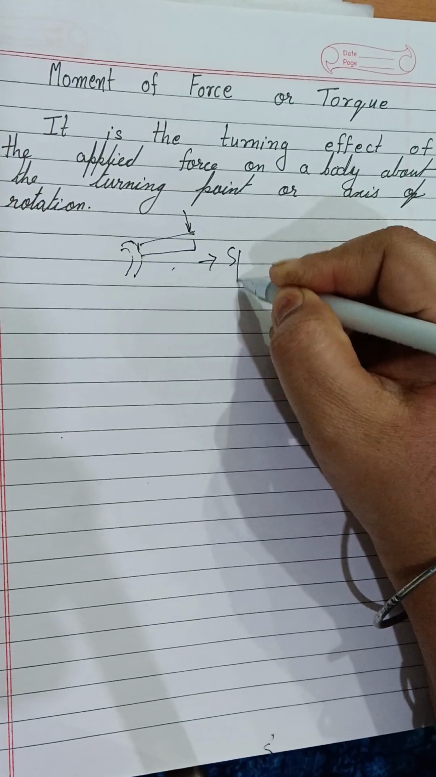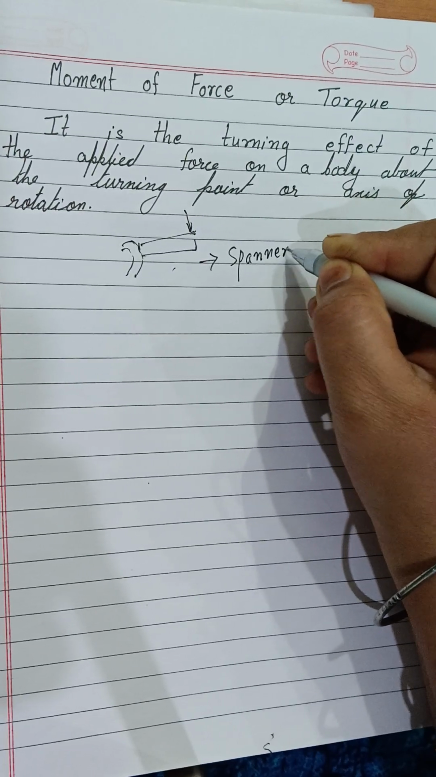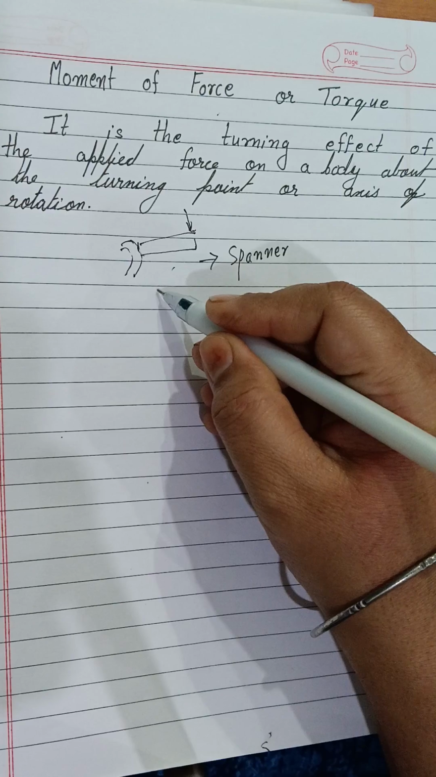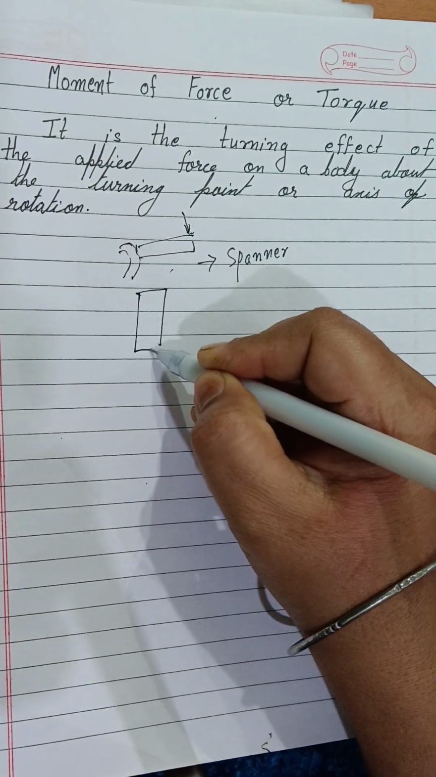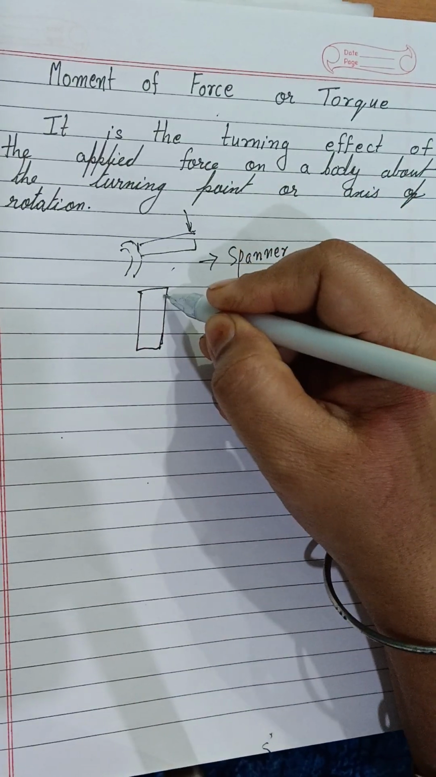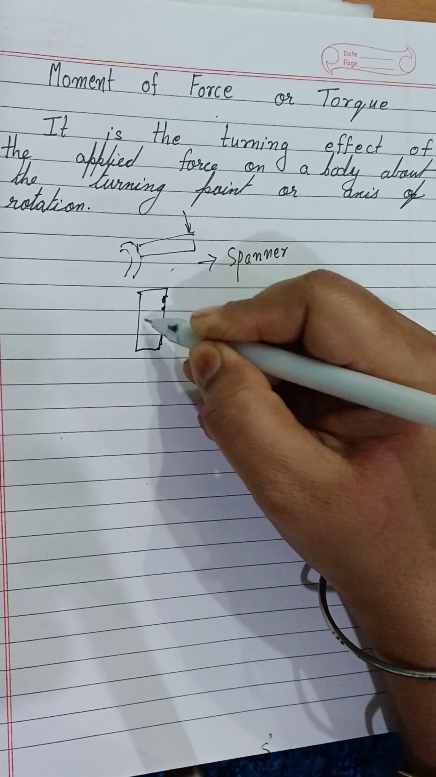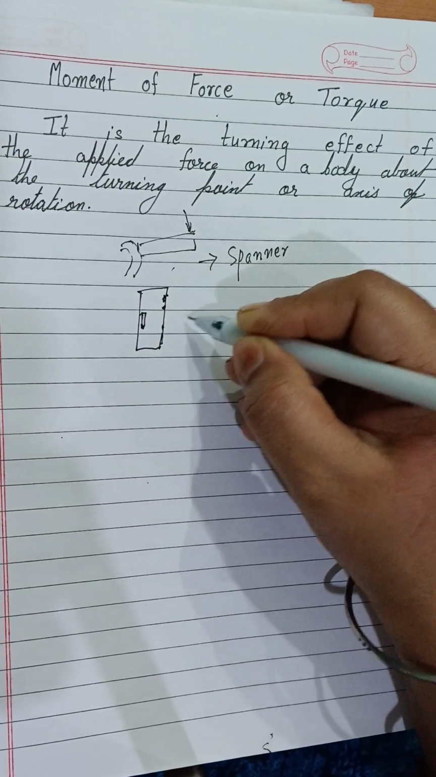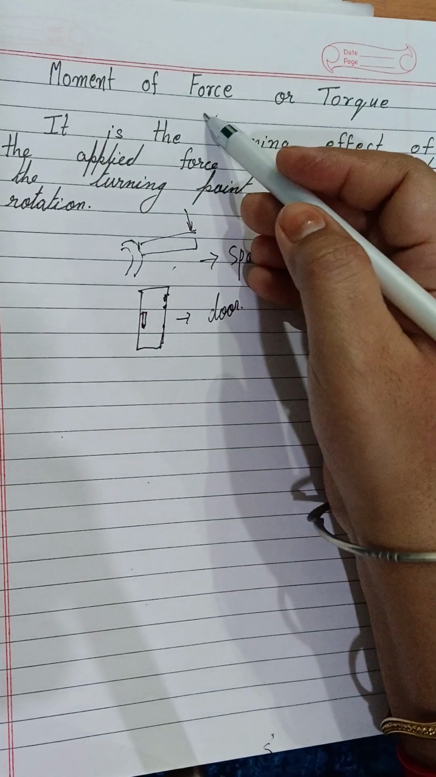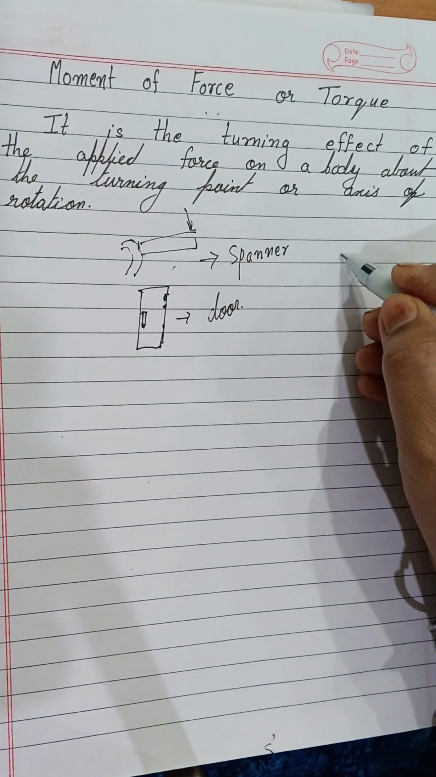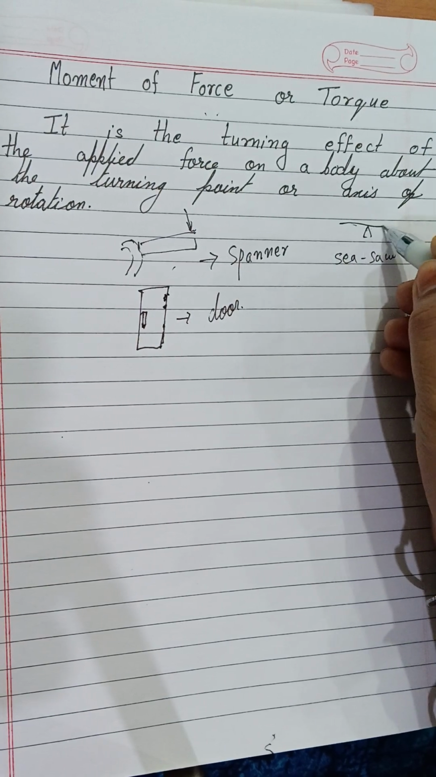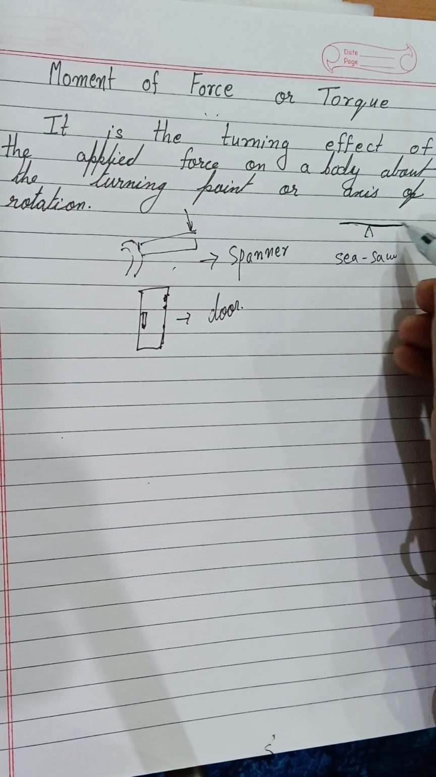So a spanner is an example of a moment of force, like opening or closing a door around a fixed hinge. So a door is also an example of a moment of force. A very simple example is the seesaw. A seesaw is also an example of a moment of force.